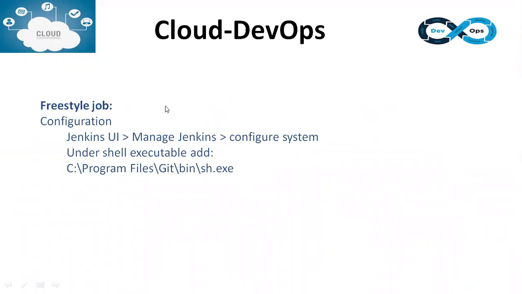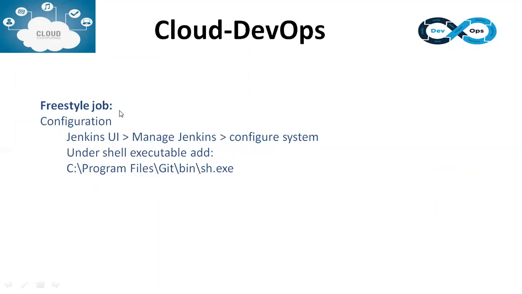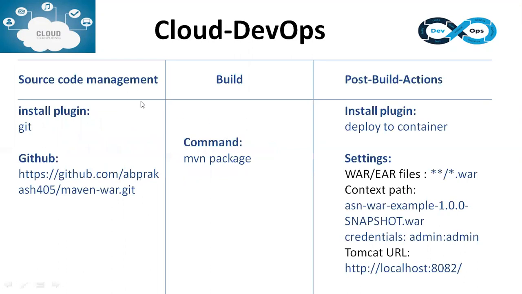If you want to configure a freestyle job, the basic configuration you need to do is go to the Jenkins user interface, go to Manage Jenkins, and click on Configure System. Under shell executable, you just add this path. Since mine is a Windows machine, I'm adding this path. But if yours is Linux or Mac OS, you don't need to add this path because by default you will get the shell executable. For any Windows-based Jenkins, you just have to add this path.